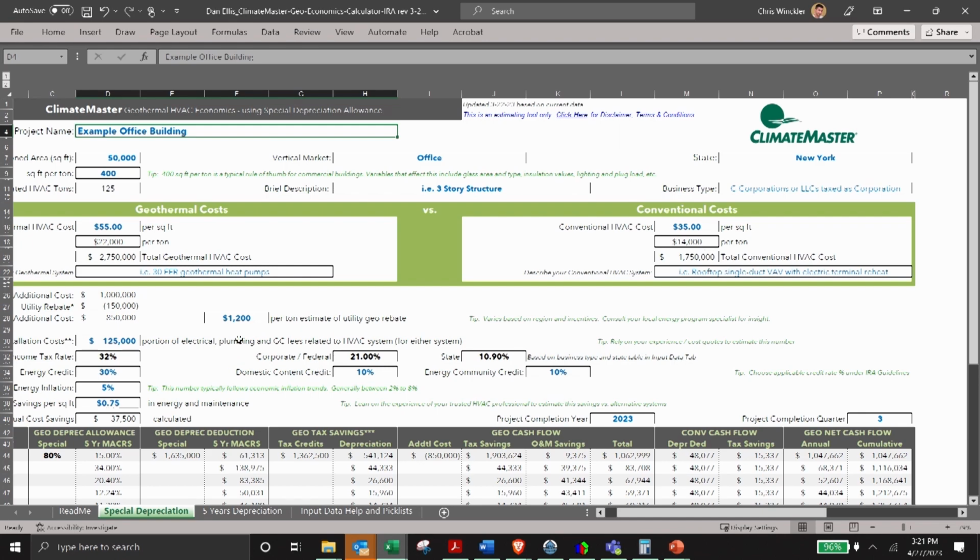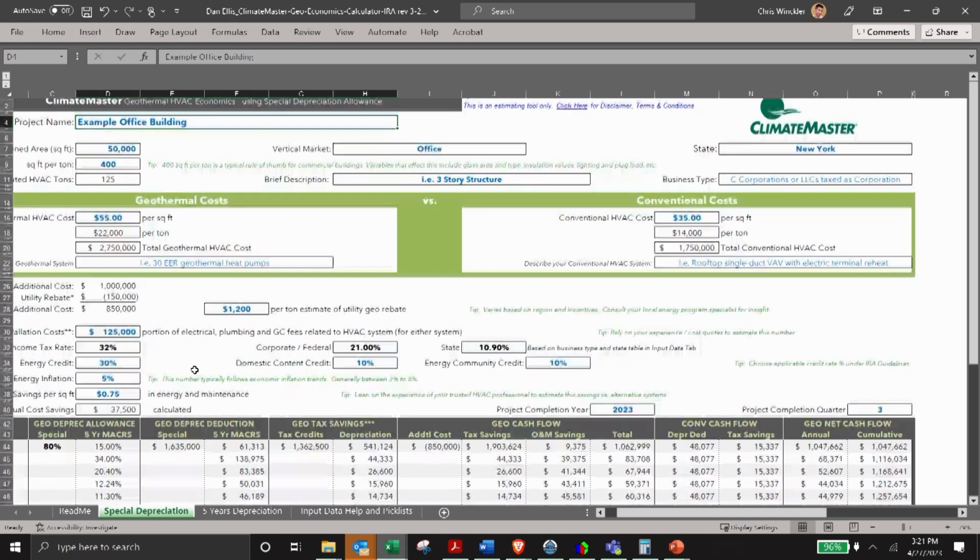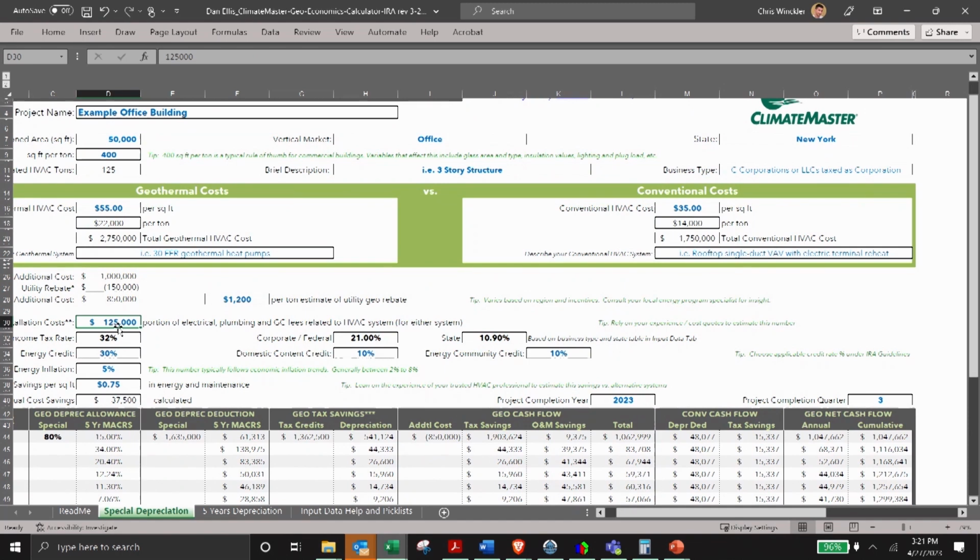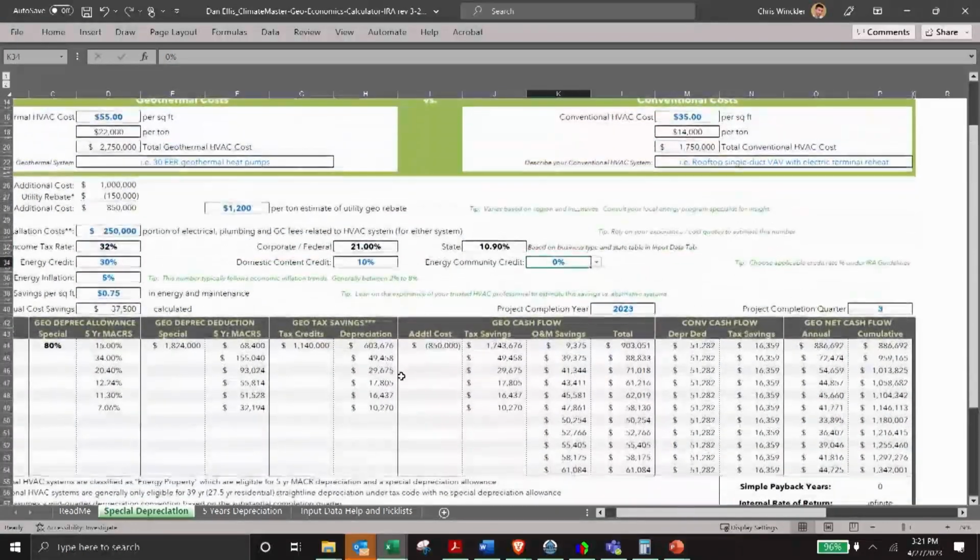And then you've got your tax rates in there. Your other installation costs, well, obviously, if we doubled the cost of the equipment, this would probably be more like $250 grand for all these other costs. Oops, don't want to do that. And then your credit, I'm assuming you're getting the energy credit. It's below 285, so it should be the full 30%. Let's just say we're not in an energy community, so let me take that out. And your domestic content is there, though.